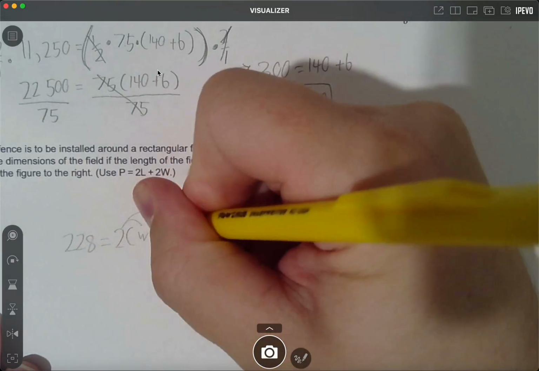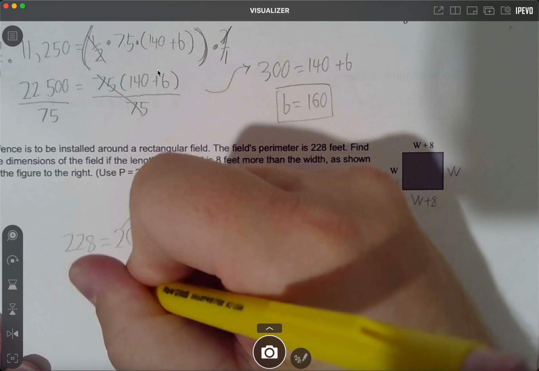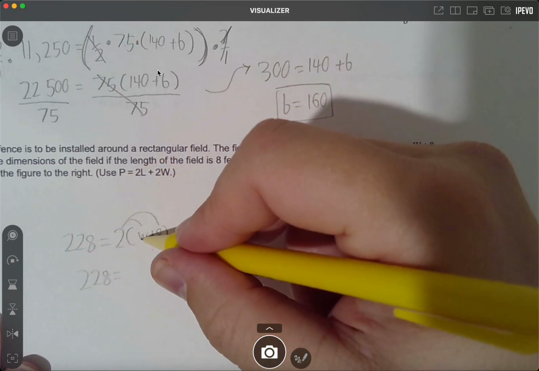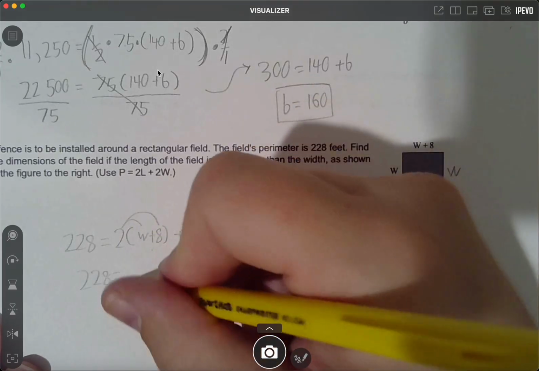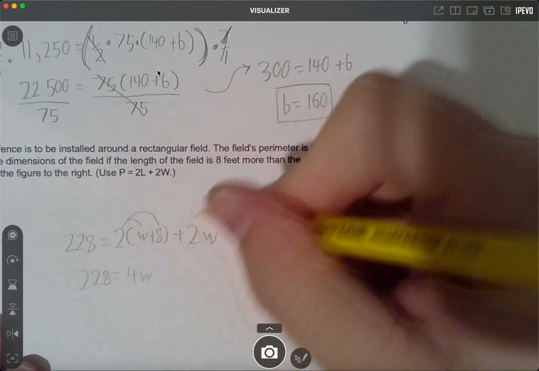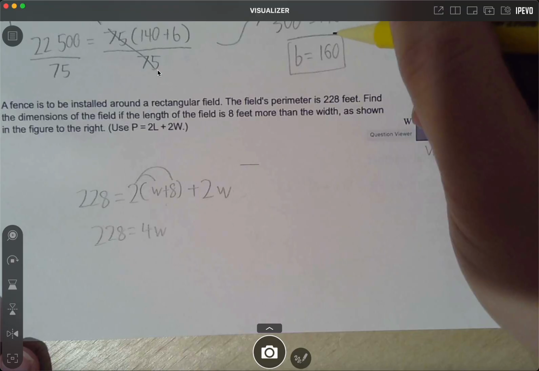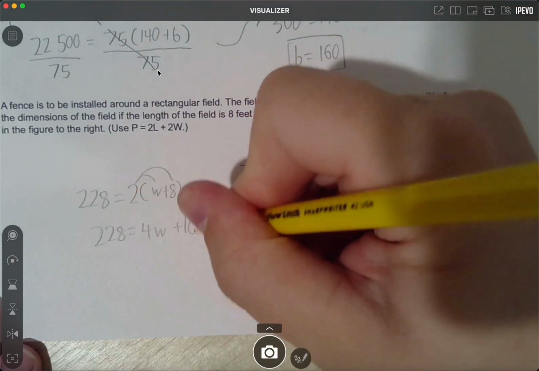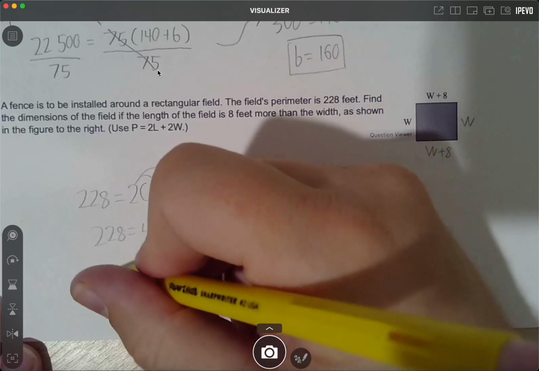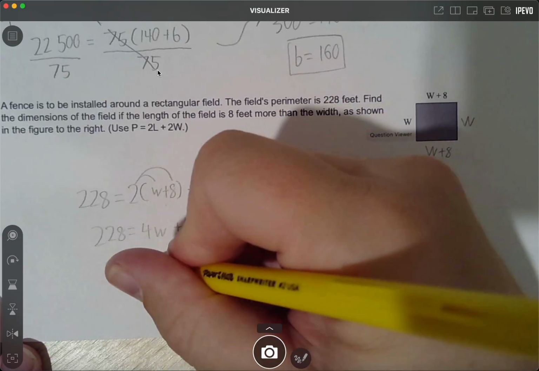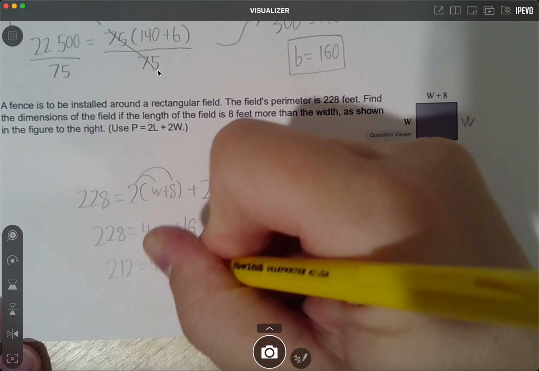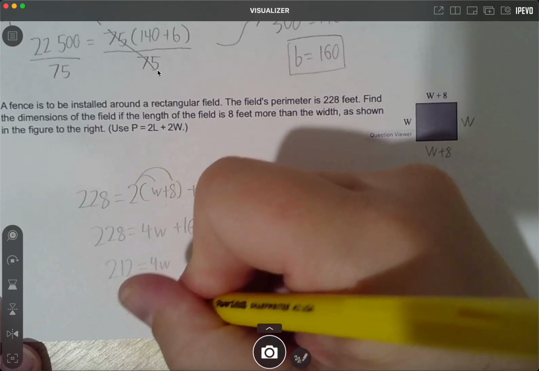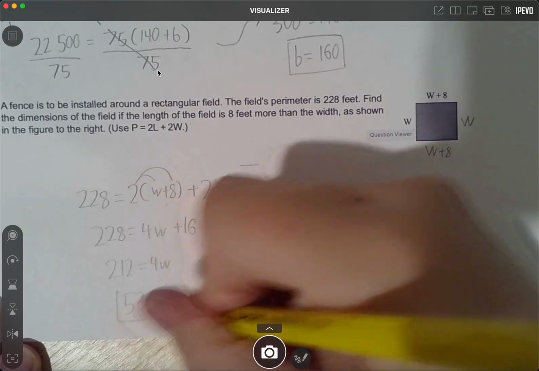From there, we distribute the 2. We've got 228 equals, I'm going to think a little ahead here. That'll make 2W. There already was a 2W, so now I've got 4W. Again, just working a little bit ahead. And then 2 times 8 is 16. All right, from there I can subtract 16, which would be 212 from both sides. From there I can divide by 4, which would be 53 is my width.